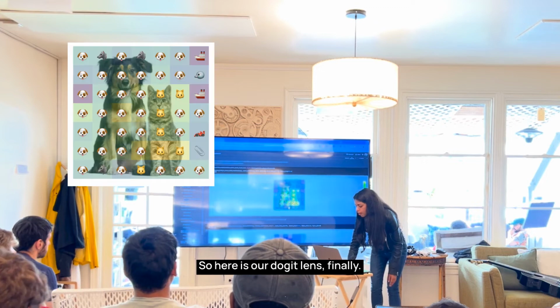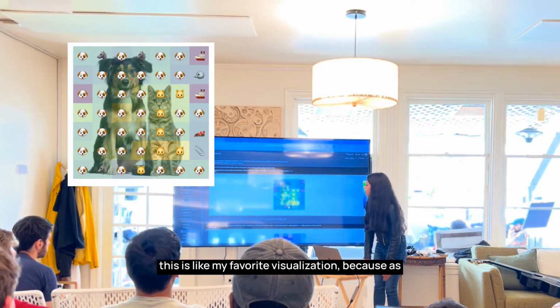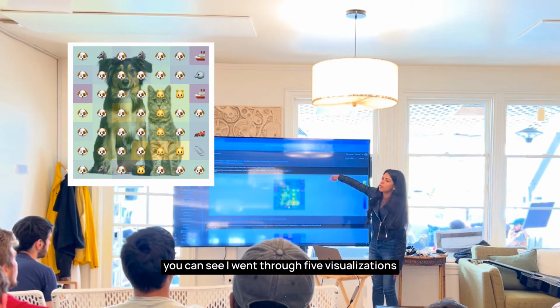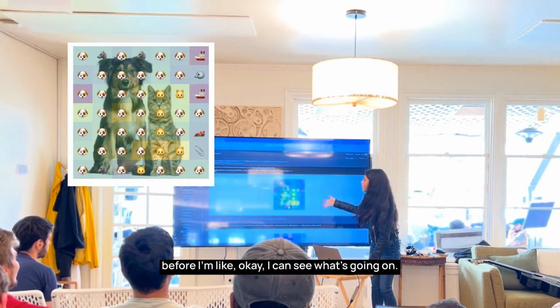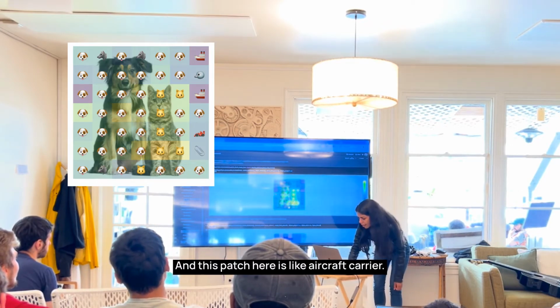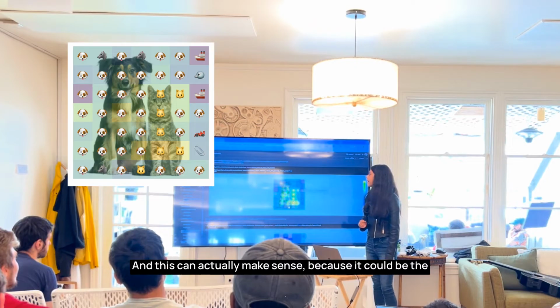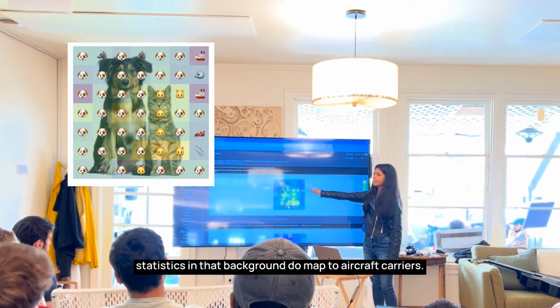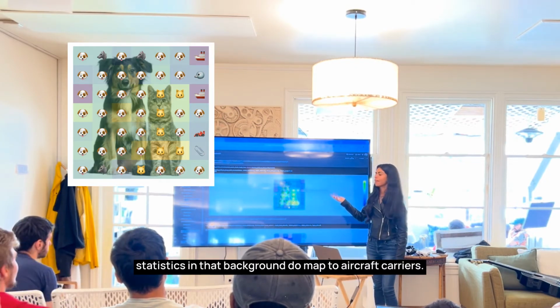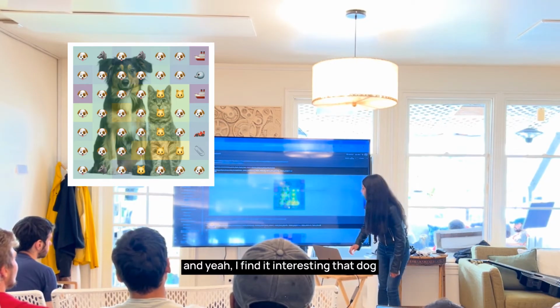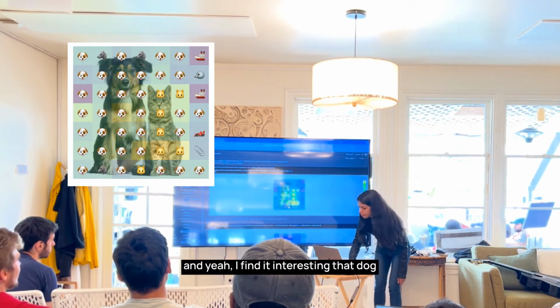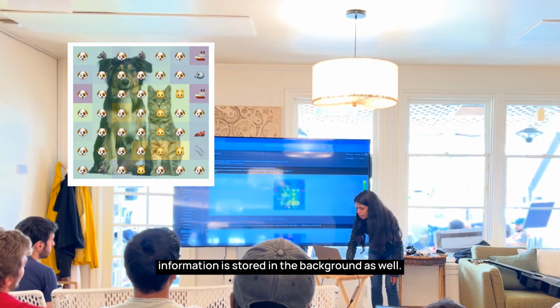So here is our Logit lens. Finally, this is my favorite visualization, because as you can see, I went through 5 visualizations before I could say, okay, I can see what's going on. And this patch here is aircraft carrier, and this could actually make sense because it could be the statistics of that background do map to aircraft carriers. It really could be. And I find it interesting that dog information is stored in the background as well.